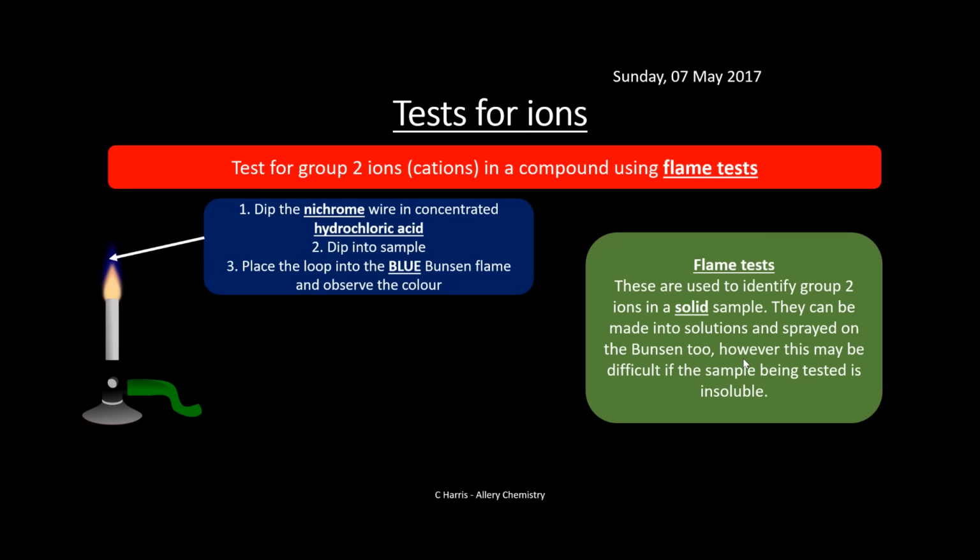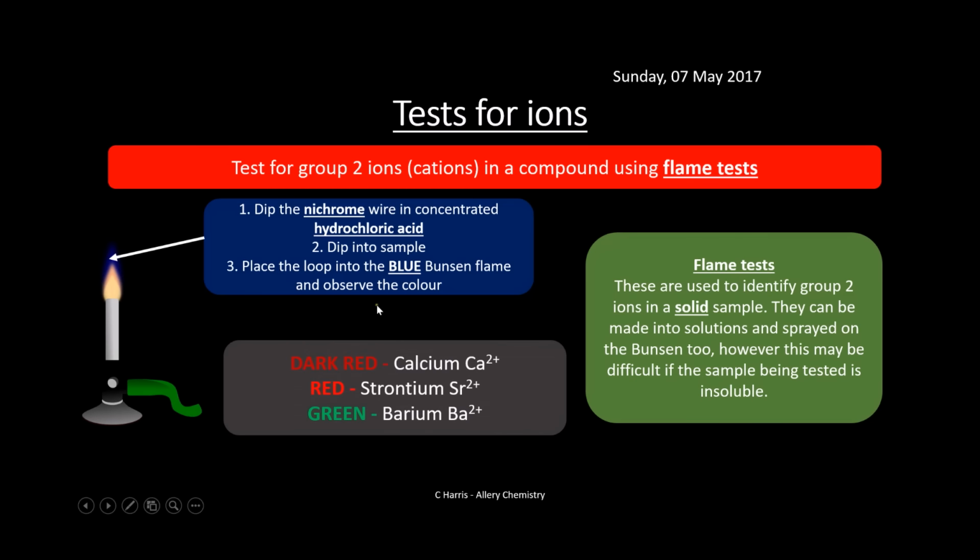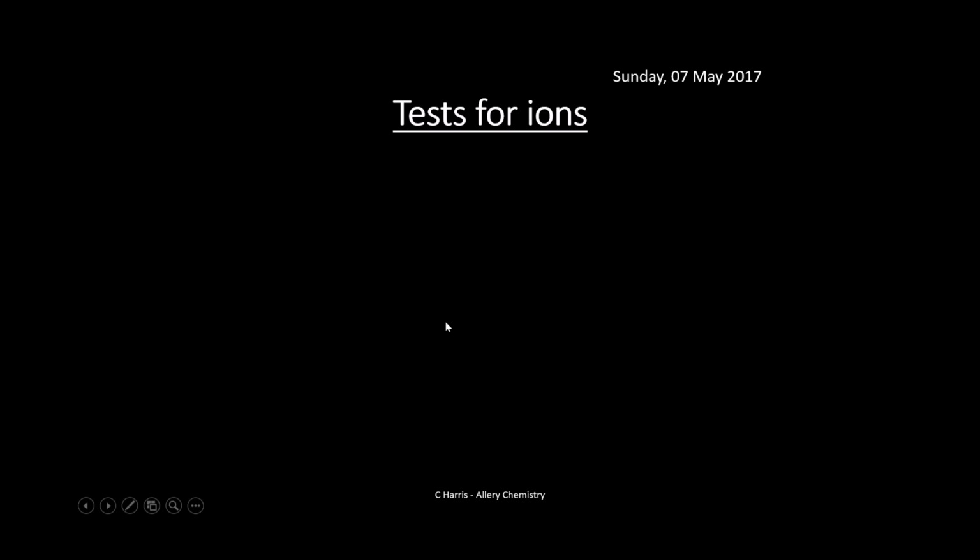But the idea is that, like I say, you put it on nichrome wire, dip it into hydrochloric acid to just clean the wire, dip it into the sample, place the loop into a blue Bunsen flame, because it must be blue, and observe the colour. The colours that you need to know are: calcium is dark red, strontium is red, just normal red, and barium is a green colour. So as long as you know these colours, that's quite important.